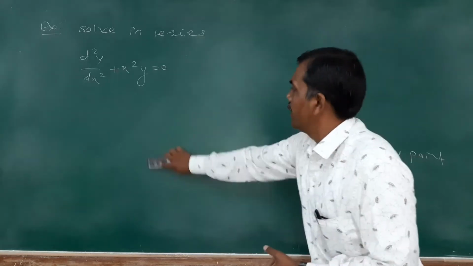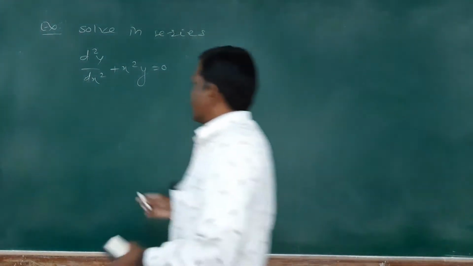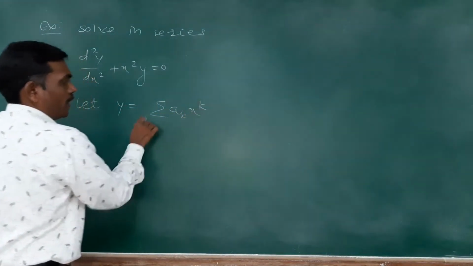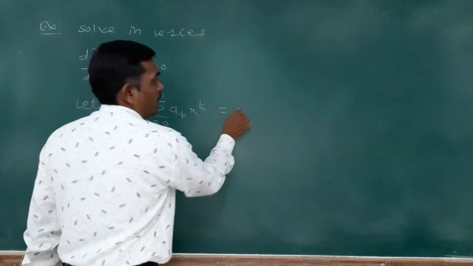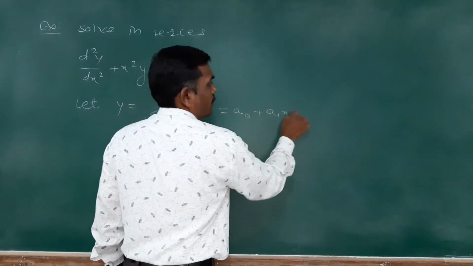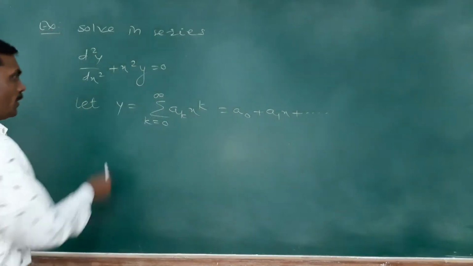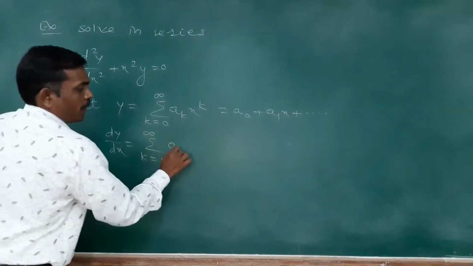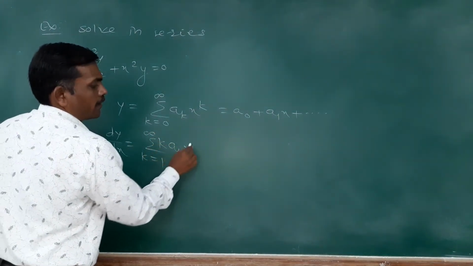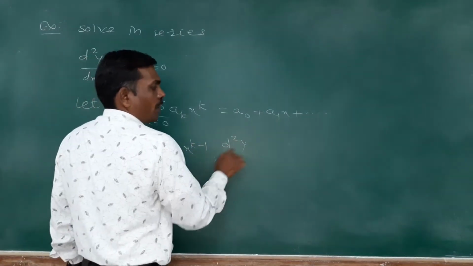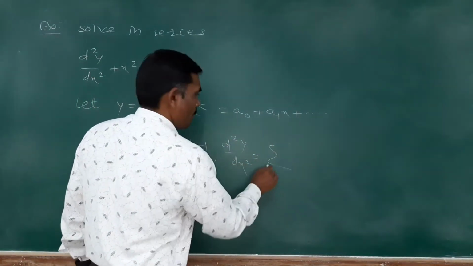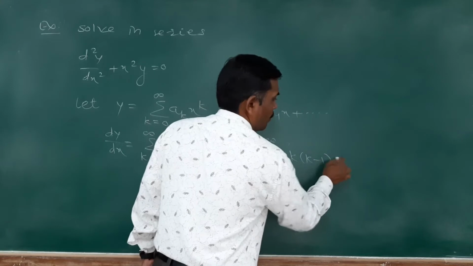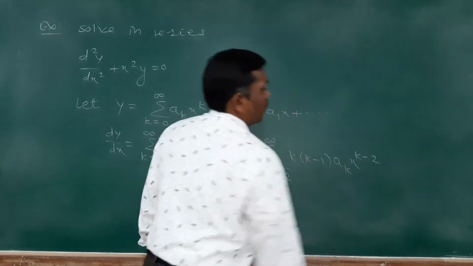So solve it. Let y = a0 + a1x + a2x² and so on. Okay? So let y = summation ak x^k, k = 0 to infinity, that is a0 + a1x + a2x² + ... Then dy/dx = summation k = 1 to infinity k·ak x^(k-1), and d²y/dx² = summation k = 2 to infinity k(k-1) ak x^(k-2).